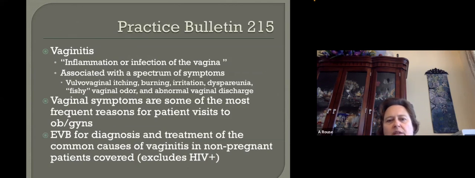So vaginitis technically is inflammation or infection of the vagina. You can get that fishy odor, you can get abnormal other odor, you may have abnormal discharge complaints. And you all have seen it. It's one of the most common reasons that people will come to the office, call the office, or drop into triage. I've had this problem for 3 weeks and decided today, Friday night, was the best time to come to labor and delivery rather than call the office. Y'all know those patients.